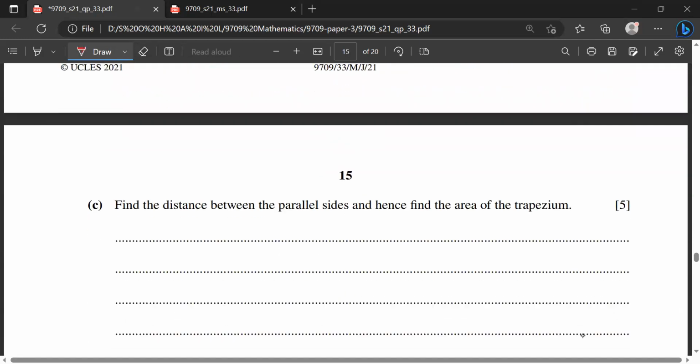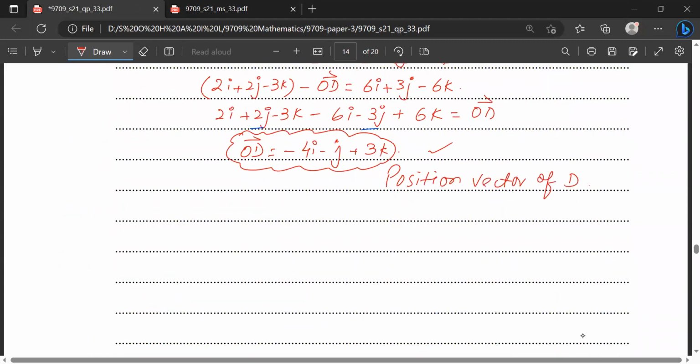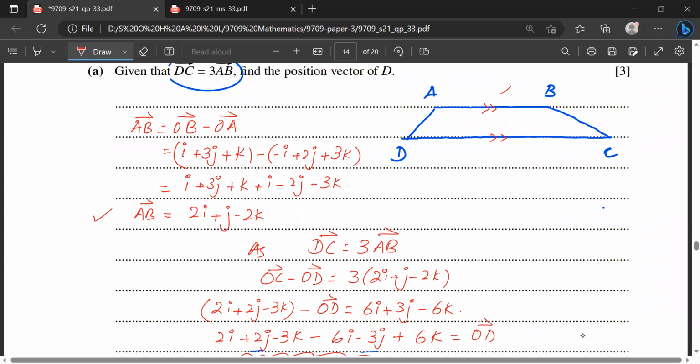Third part, for 5 marks: find the distance between the parallel sides and hence find the area of the trapezium. Distance between the parallel sides. So the distance between the parallel sides is required. As the line AB is there, and we have its equation from the second part, the distance between these two parallel sides is the distance I just marked here. Say this is h, the height between the two parallel sides of the trapezium.